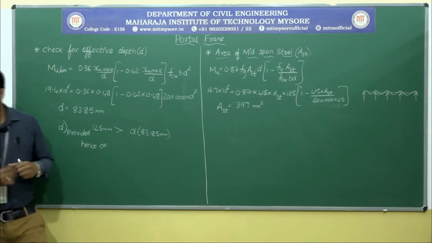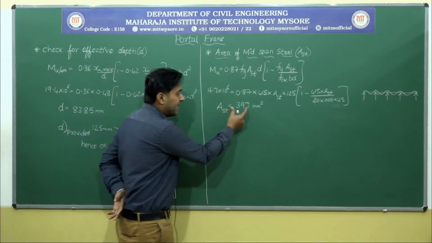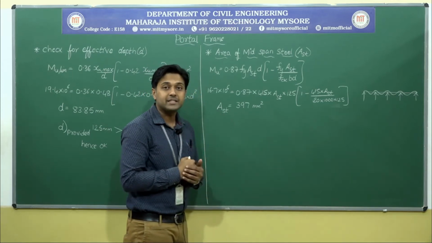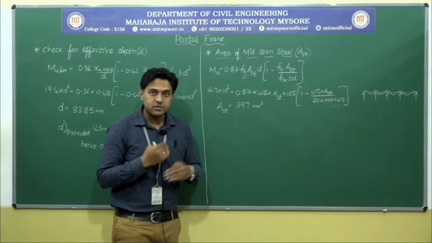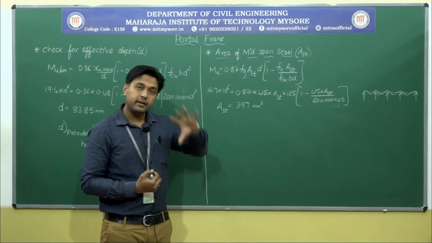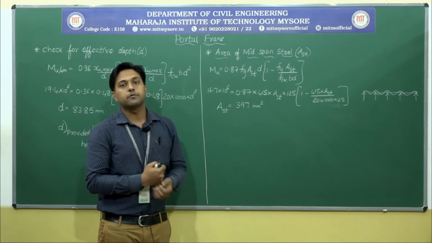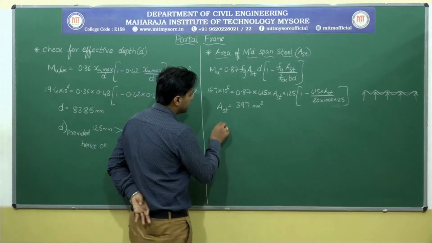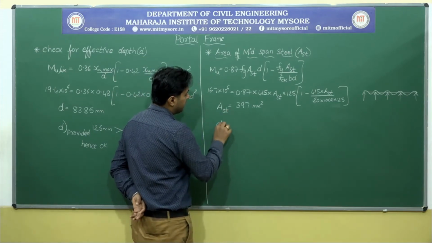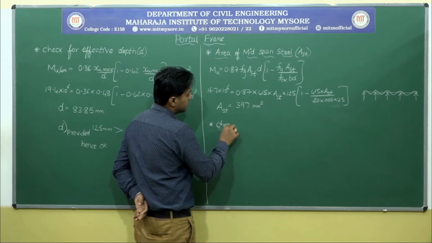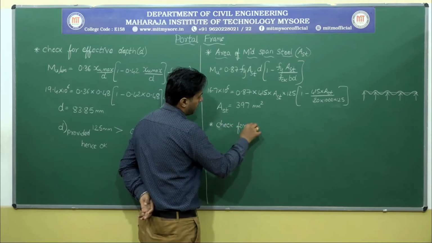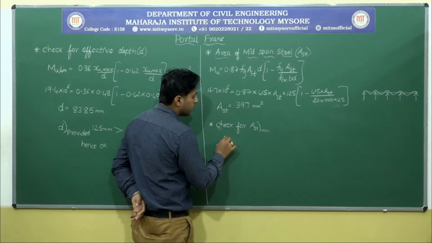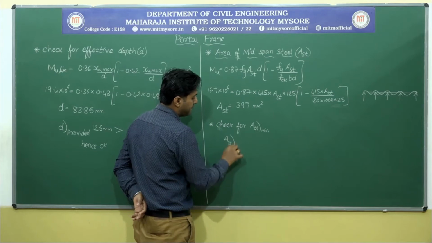Now, as the Ast value is very small, I need to compare with Ast minimum. In the previous classes also I have told you, whenever the Ast value is around 300, 400 or 500, please do check for the Ast minimum value. So here I will be doing the same thing. Check for Ast minimum.